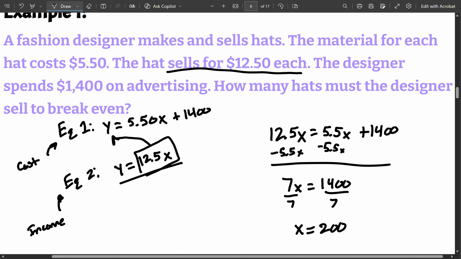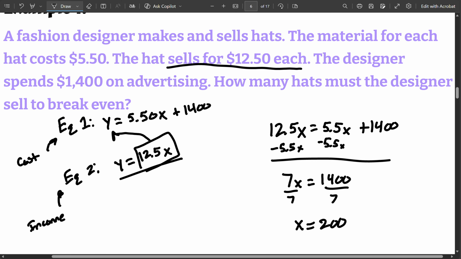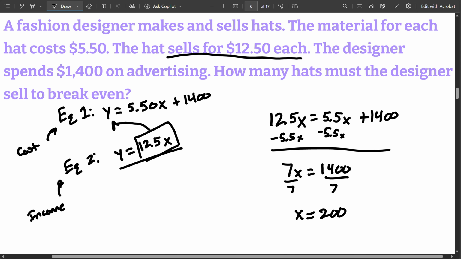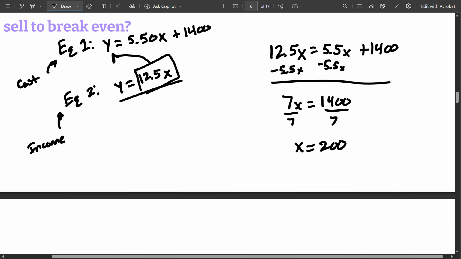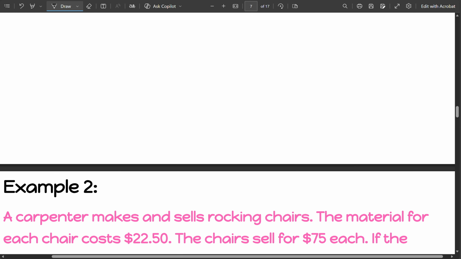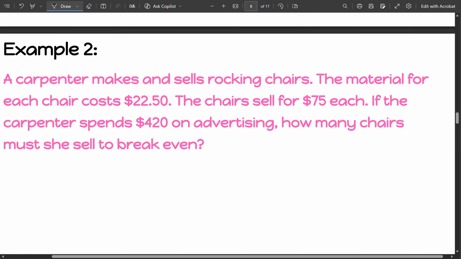After finally selling 200 hats, she will have made back all the money she spent to get the material for the hats and on advertising to get her business name, her product out there. It's a lot of hats to sell just to make $0. But after 200 hats, on the 201st hat she's making $12.50, and keeps going per hat sold. All right, so let's look at another example.